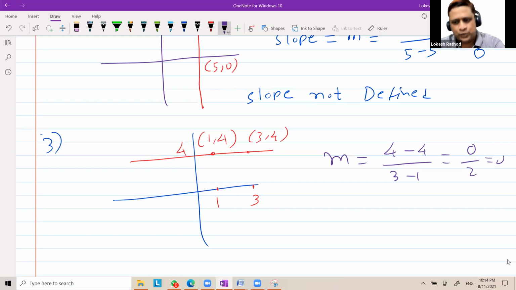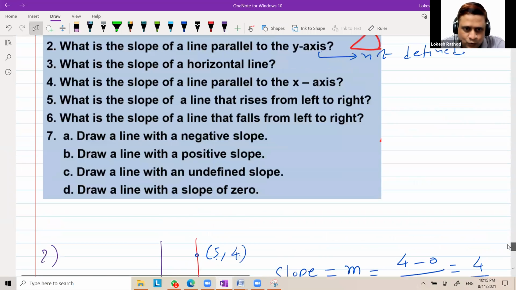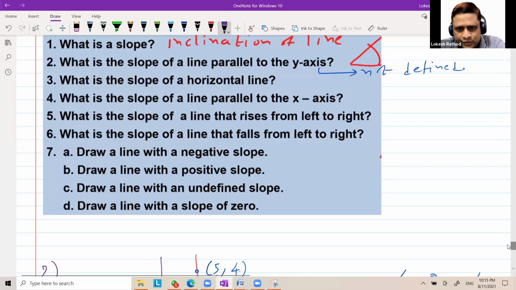Whatever horizontal line you take, whatever points you take, the slope will always be 0. A horizontal line means its inclination with the x-axis is 0. What does slope represent? Inclination. So the inclination with the x-axis is 0, so m is 0. Are you getting this? So for all horizontal lines, the slope is 0, and for all vertical lines, the slope is not defined. Now, what's the slope of a line parallel to the x-axis? Parallel to the x-axis means a horizontal line, so the slope is 0. Same thing.